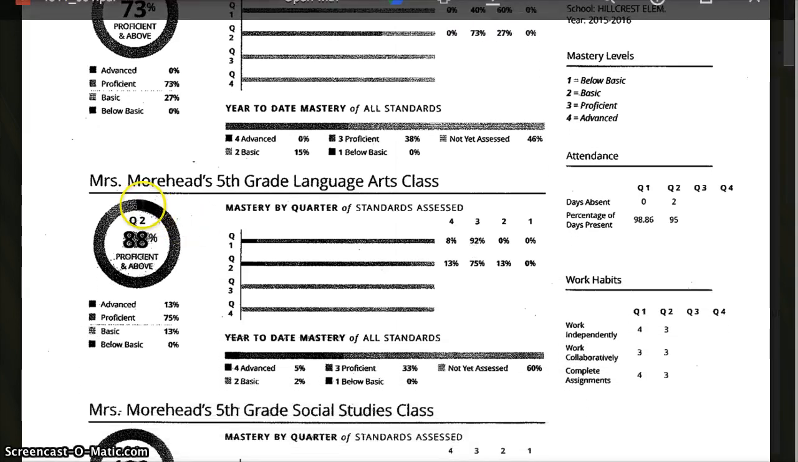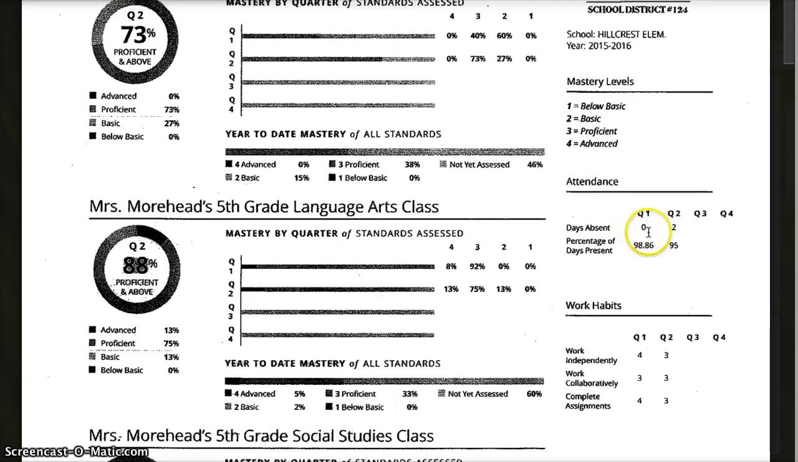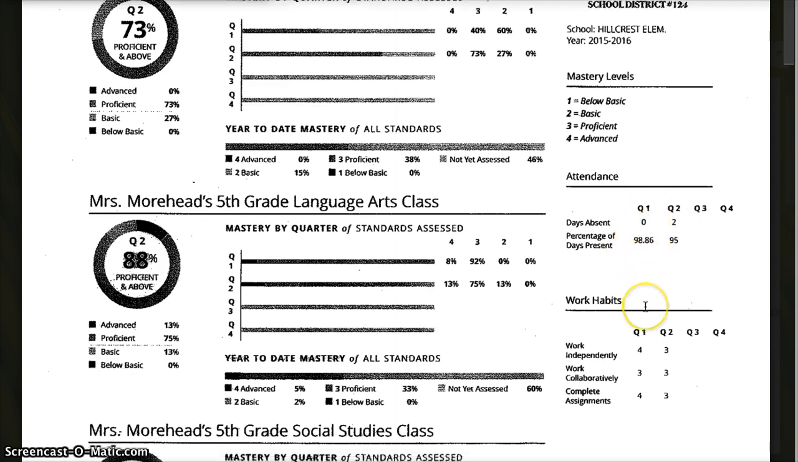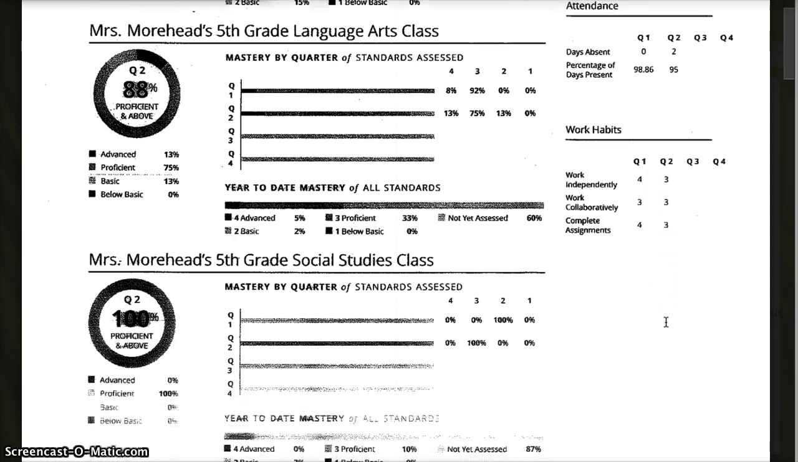In language arts, it's the same thing. So 88% proficient and above, and here's the breakdown with advanced, proficient, and basic scoring. Over here on the right-hand side gives you the key for how to understand it. This student was not absent in first quarter, but missed 2 days in second quarter. And here's the percentage of time absent. You're probably looking at this and wondering how in the world that's possible, but the student, I think, missed just a part of 1 day. For work habits, this student works just how the student should at an independent level, works collaboratively well, and completes assignments just as this student should.